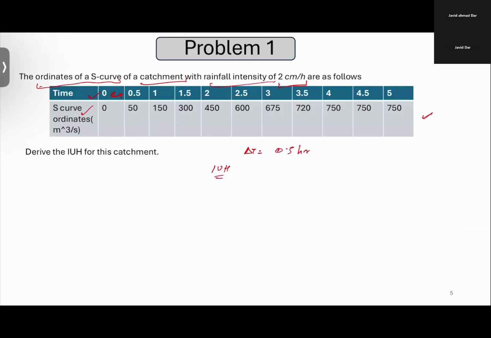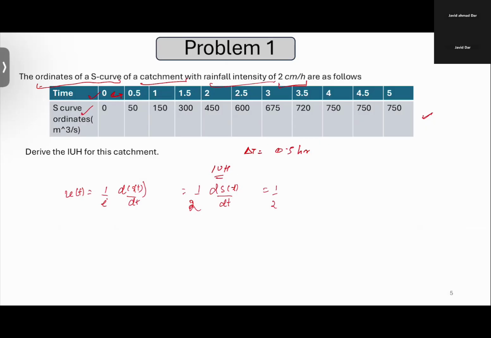If I write what we found earlier, U of t is 1 by I times d of S of t divided by d of t. Your I is given to be 2 centimeters. So this will be 1 by 2 times dS of t divided by dt, where dS of t is the change in the S ordinate, or the S curve, with time.